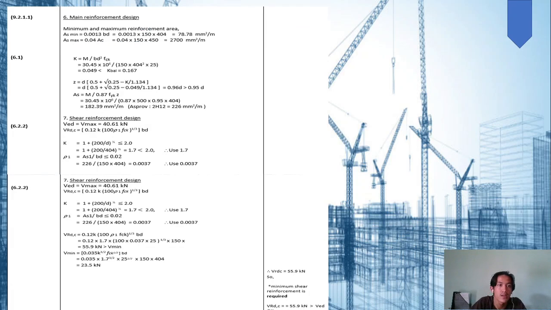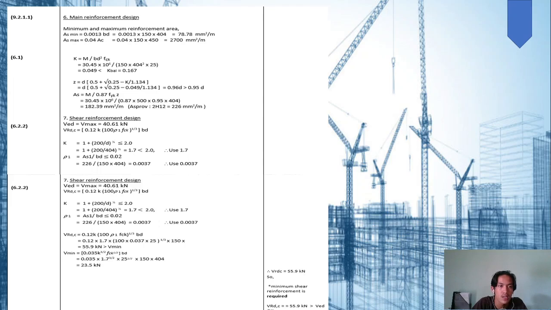And then for the main reinforcement design, As min, we calculate and we get 78 millimeter squared per meter. And also As max, 0.04 Ac, and then we get 2700 millimeter squared per meter. And then we calculate K, and we got the value of 0.049, which is less than K balance 0.167, so we will use that value.